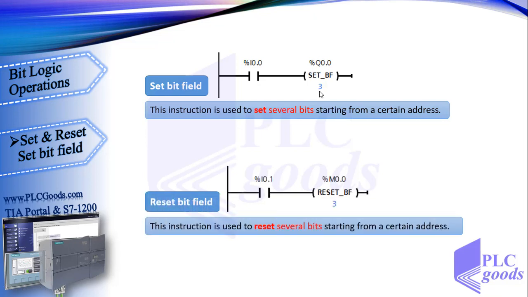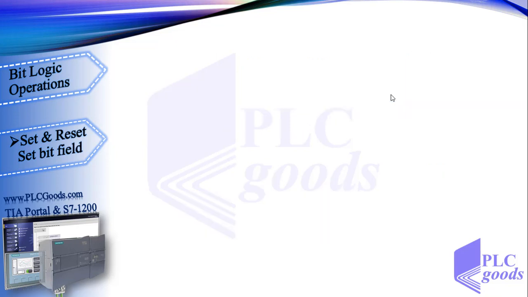Reset bit field is also like the previous one, but this is used to reset several bits to 0. These are FBD symbols. As you see, for this block, the first input enables the block, and the second input determines how many bits must be set to 1.